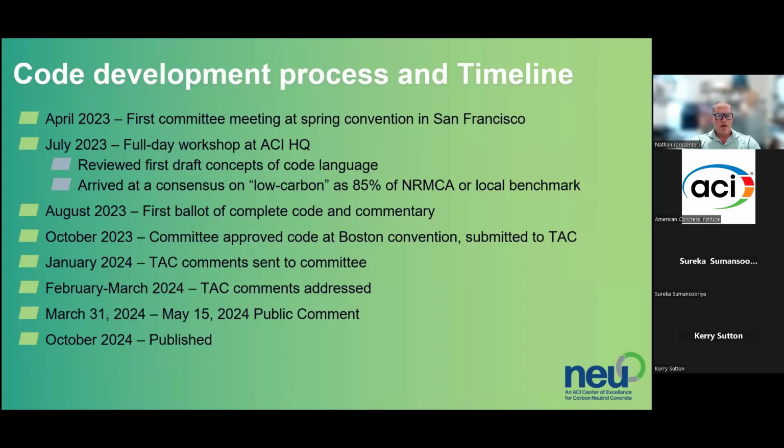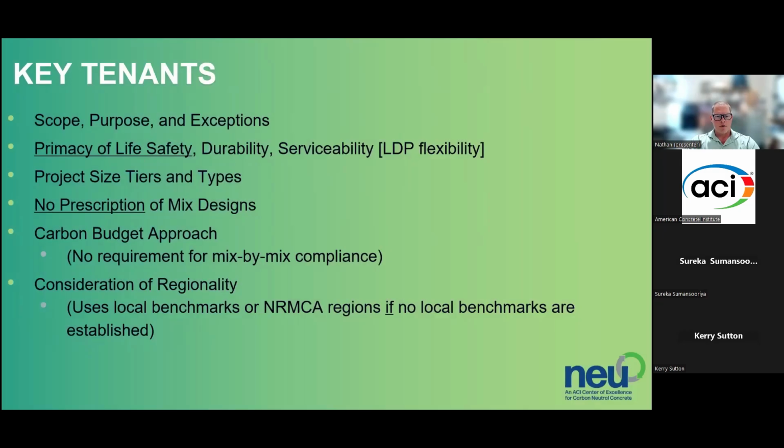Our first meeting was at the San Francisco ACI conference in the spring of 2023, followed thereafter by a full day workshop, really a day and a half, at ACI headquarters in Detroit, Michigan. That's where the photo on the previous slide was taken. And then the code committee kept working through this language and ultimately published the ACI 323 code in October of 2024.